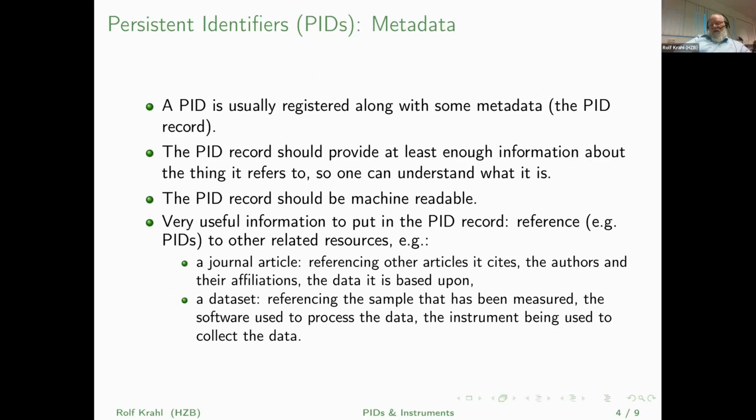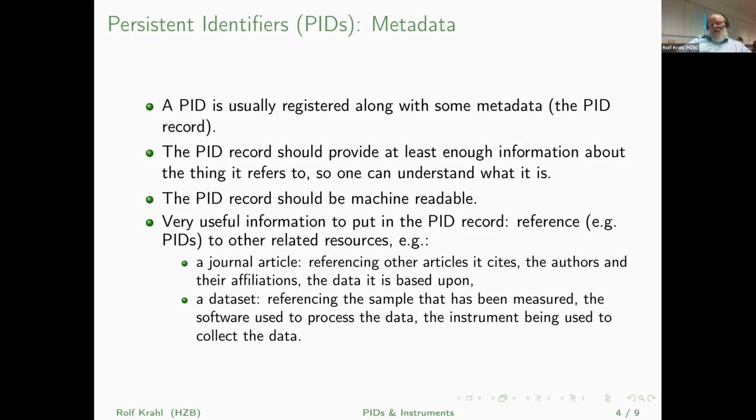Persistent identifiers are usually registered with some metadata about the thing that the PID refers to. And these metadata, that is a PID record. And this PID record should provide at least enough information about the thing so that you can understand what it is. And that PID record should be machine readable.